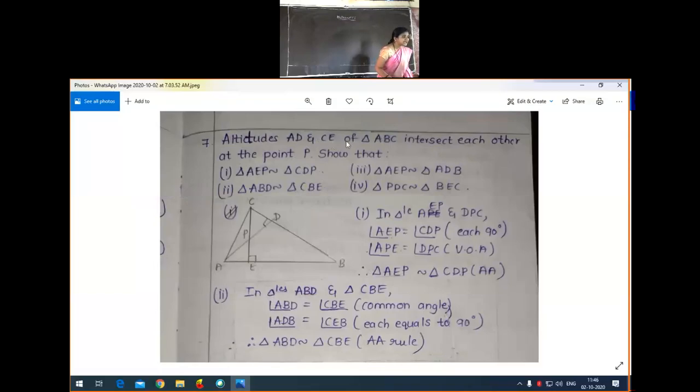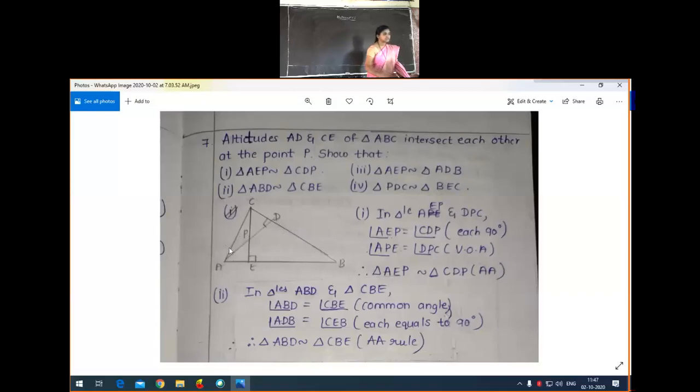Altitudes AD and CE are given. Altitudes AD and CE of triangle ABC intersect each other at P. These altitudes CE and AD are intersecting at the point P. Show that, so what do we have to show here? This triangle AEP is similar to this triangle, triangle AEP, this triangle is similar to triangle ADP. Okay, not ADP, not ADB, sorry.